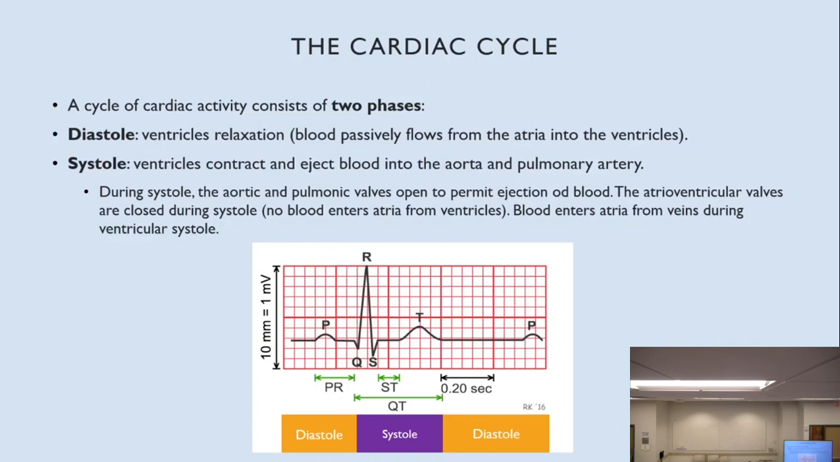Now, what is that, electrically speaking? Because this is not the contraction of the ventricle. S1 corresponds to the closure of the AV valve and contraction of the ventricle. But this is electricity. This is not mechanical. So this is the depolarization of the ventricles.